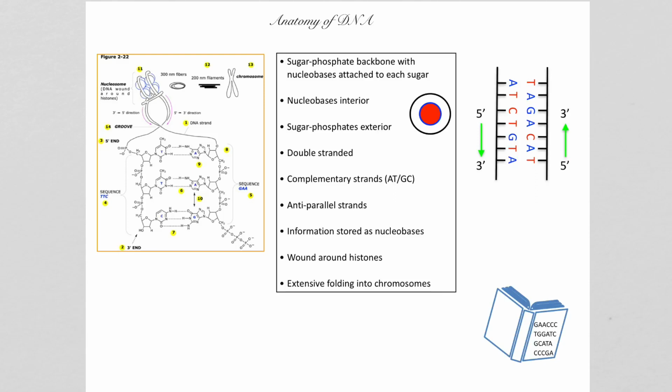These two strands of DNA are anti-parallel, which means one strand runs in one direction, 5' to 3'. The other strand runs in the opposite direction, 3' to 5'. The most important part of this DNA is information, and this information is stored as nucleobases. So we talked about this in previous videos.